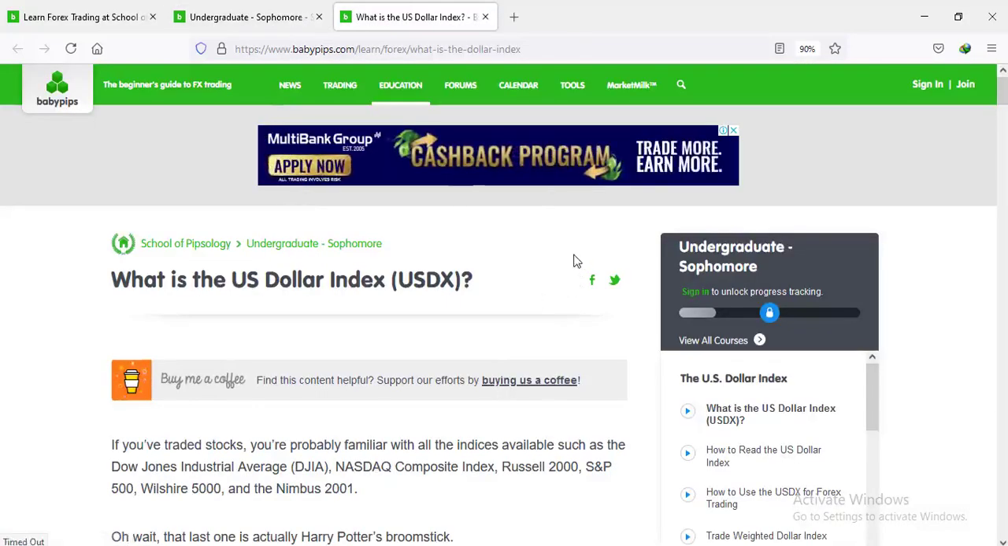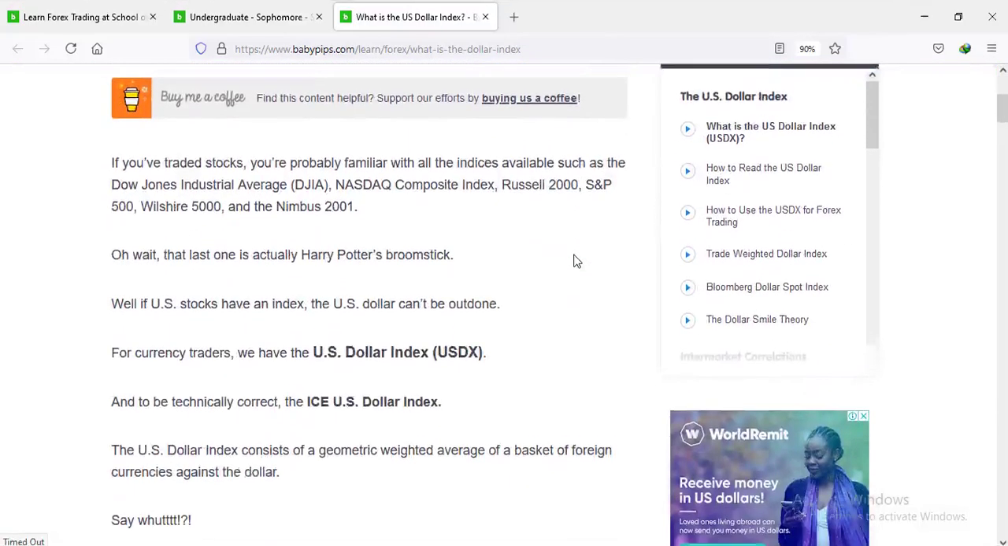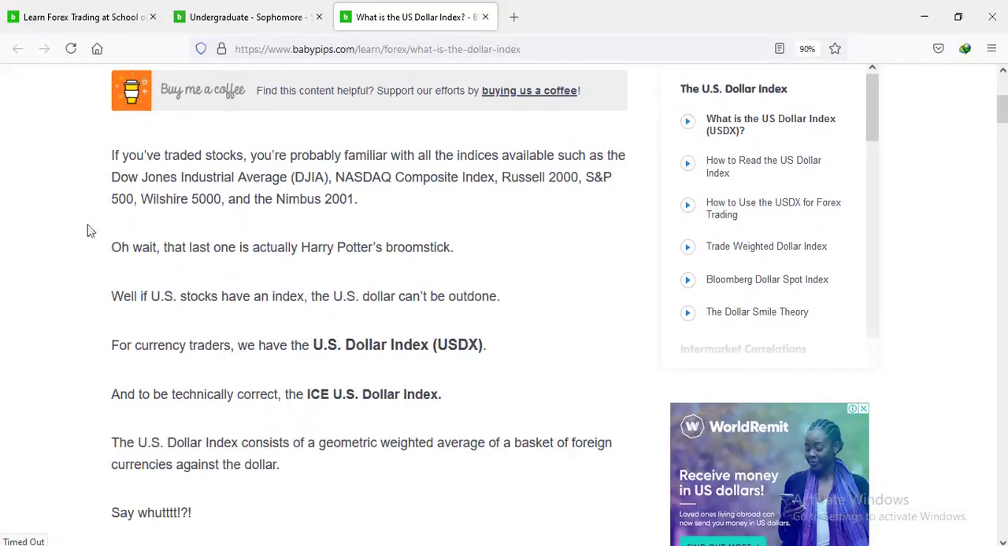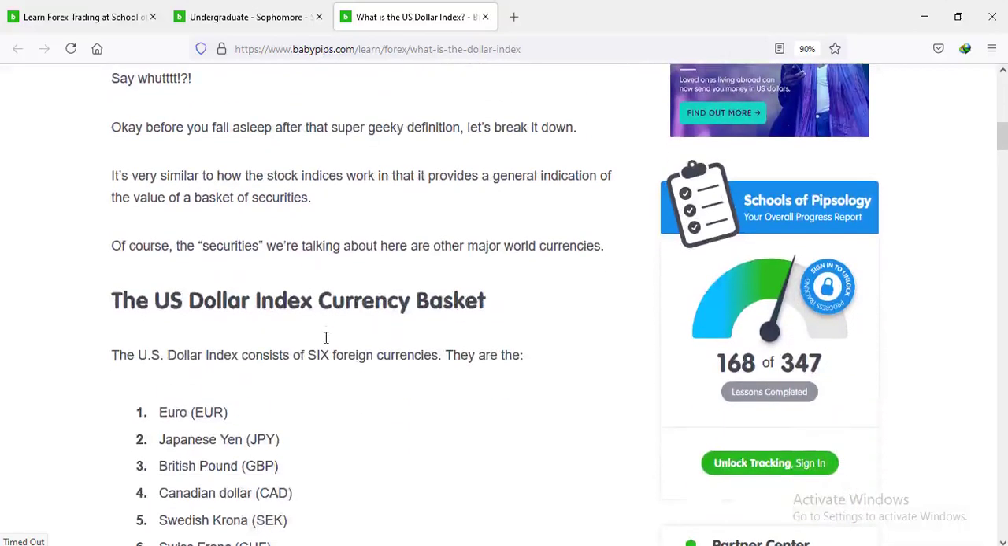Welcome back, traders. Here we are on the US dollar index. What is the US dollar index, the USDX? Let us read to get a sense of it. If you've traded stocks, you're probably familiar with the indices available, such as the Dow Jones Industrial Average, Nasdaq Composite Index, Russell 2000, S&P 500, and Wilshire 5000. So there are a lot. For currency traders, we have the US dollar index, and to be technically correct, the ICE US dollar index.